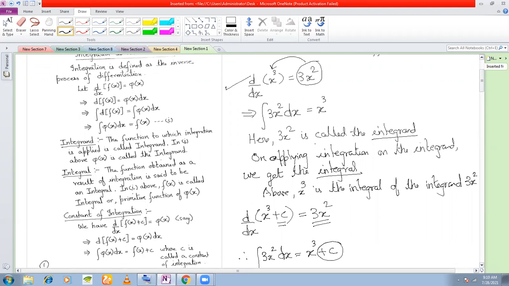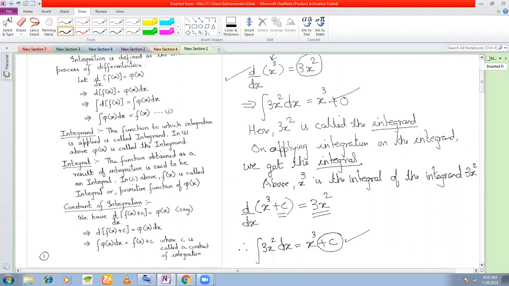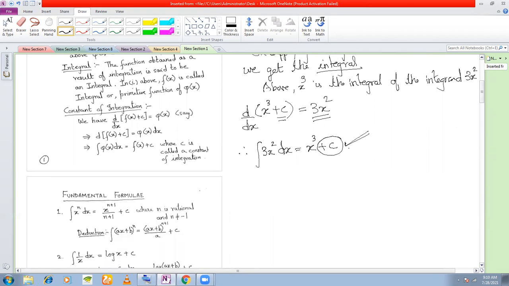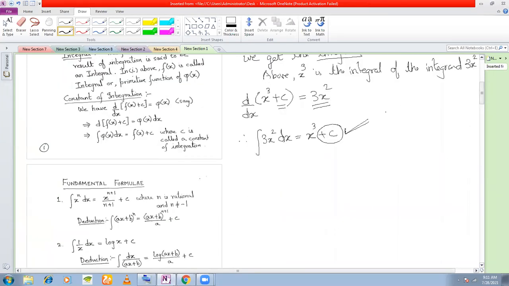So this constant here is extra. See here, the constant I have not written in this step. That means with every integration, you must add a constant of integration. The constant may be 0 also, here in fact it may be 0. I don't know. So whenever you are integrating, you put a constant of integration. You can also put the constant of integration at the last, no problem.